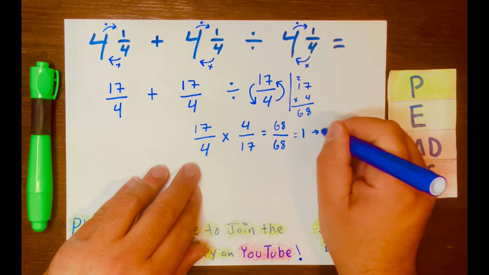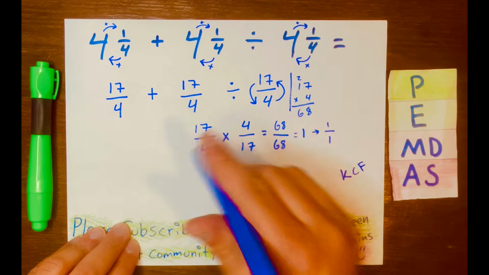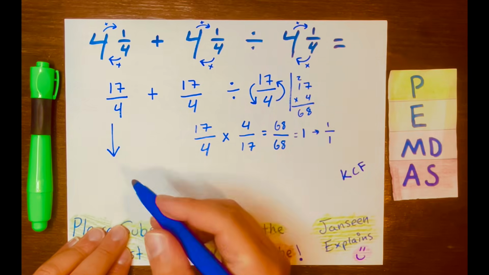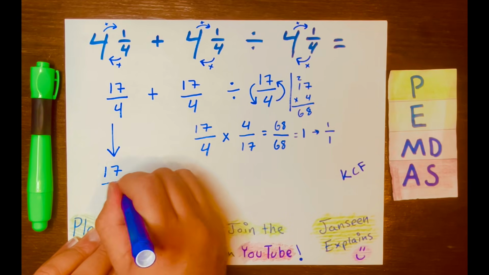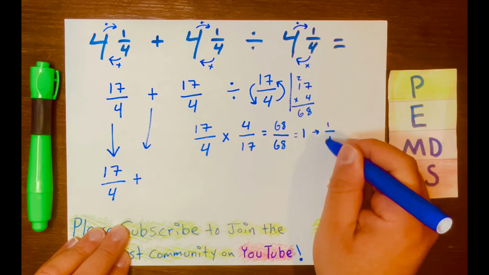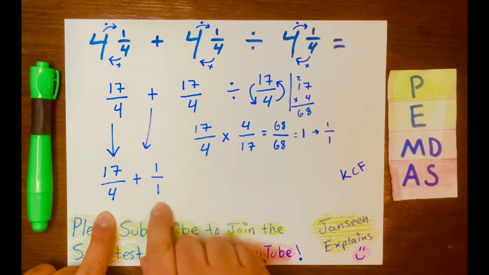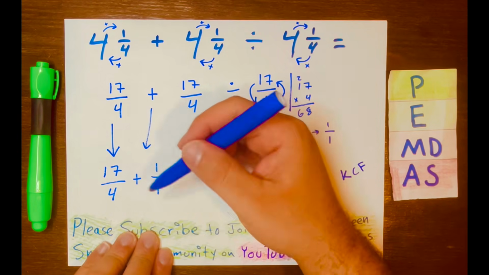And let's write this in a fraction form. We all know 1 over 1 equals 1 does not change to 1. And let's bring down this improper fraction down. So 17 over 4 plus... let's bring that 1 over here. Notice that the denominators are different, so we're going to use the butterfly method.